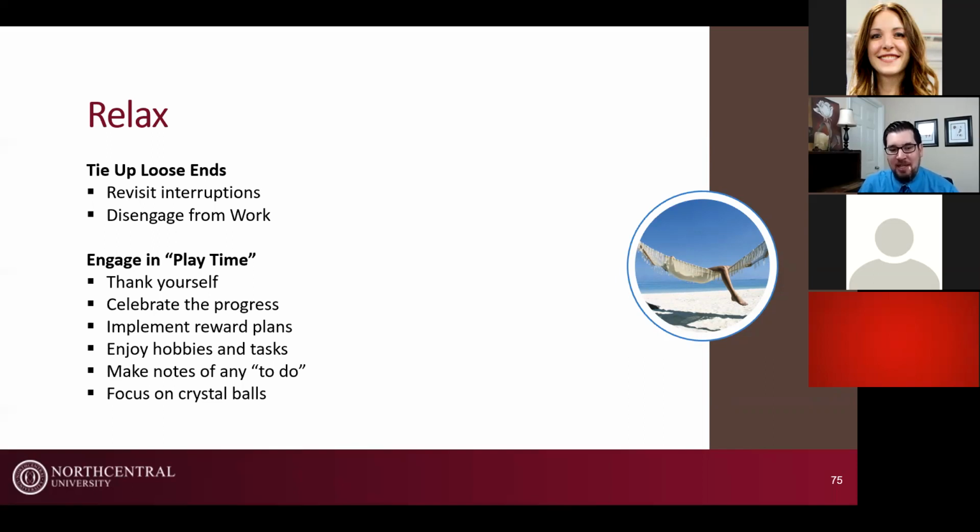Engage in playtime next. Thank yourself for your hard work of the day. Celebrate the progress you've made. Implement any reward plans that you are due. Enjoy creatively different hobbies and tasks. Make notes of any to-do ideas that come up for work. Protect your playtime from work that may interrupt.